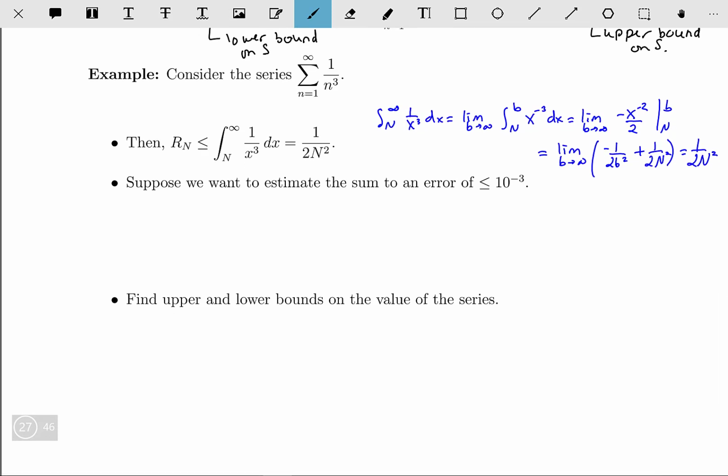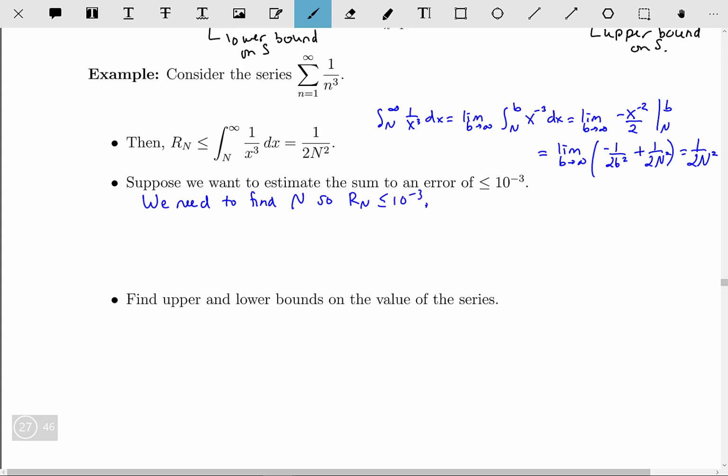Now, suppose we want to estimate the sum to an error of less than or equal to 10 to the minus 3. What do we do? This means that we need to find n so that the remainder is less than or equal to 10 to the minus 3. Basically, we need 1 over 2n squared less than or equal to 10 to the minus 3.